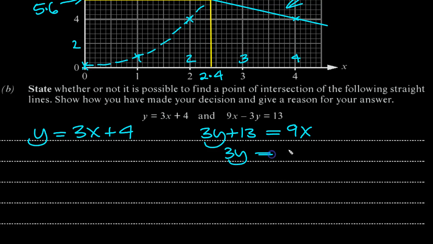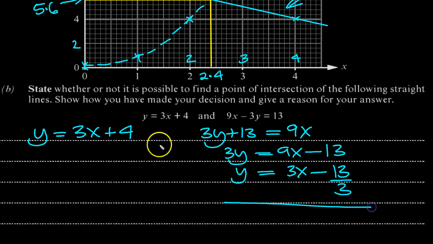So we can write that down straight away. 3y is equal to 9x. Move the 13 over to minus 13. Then move the 3 from times to divide on the other side. So 9 over 3 is 3x, minus, and then 13 over 3, isn't it, when you divide 3 on the whole side. So there's our two lines. These lines both have gradient 3.